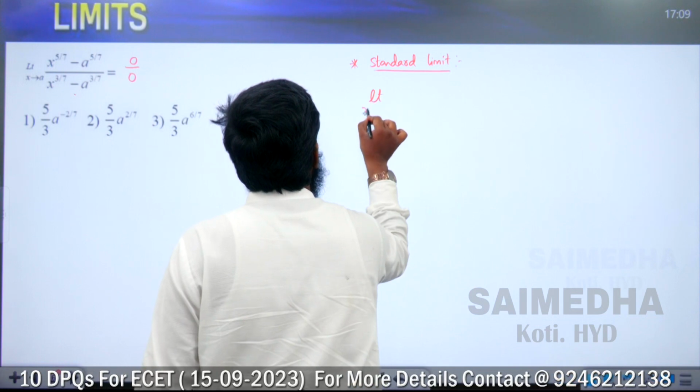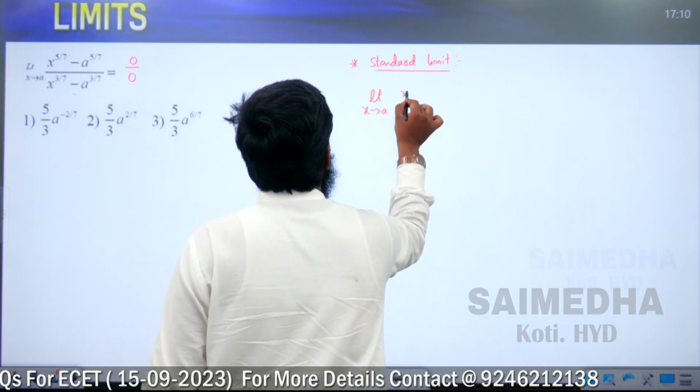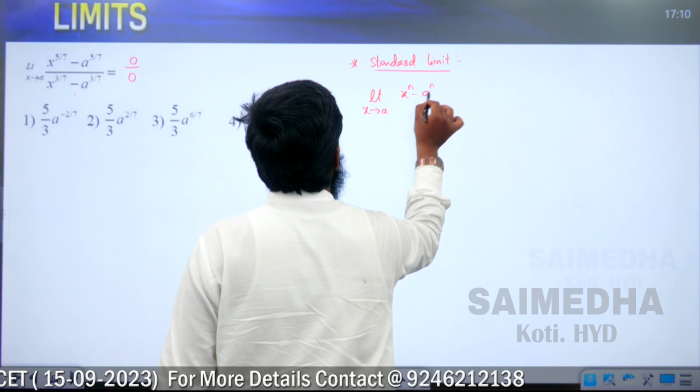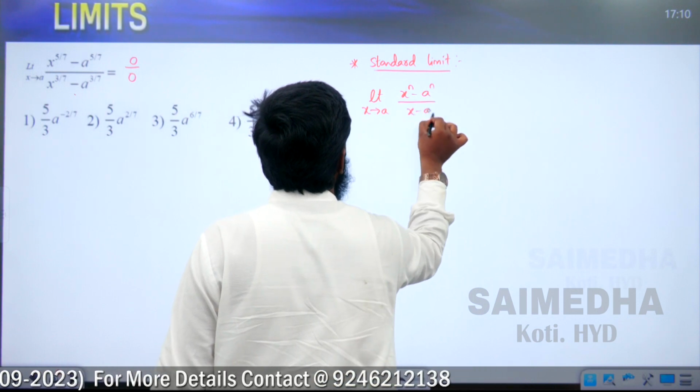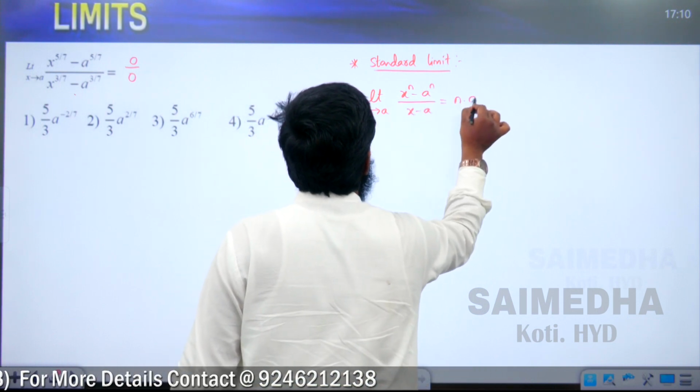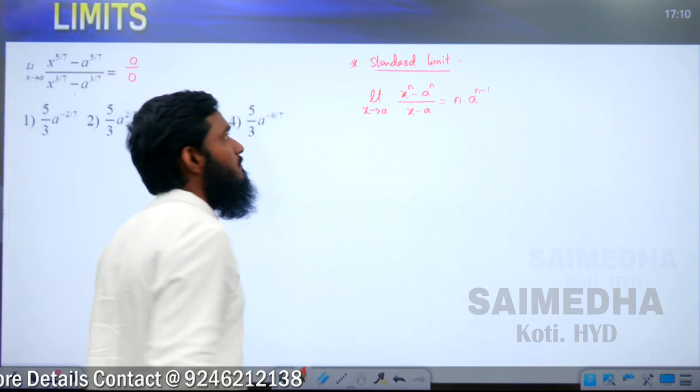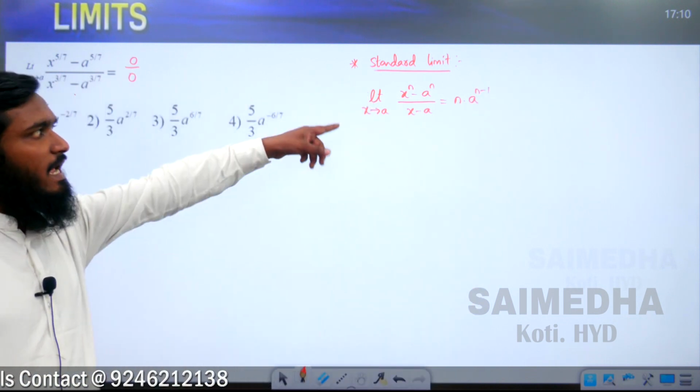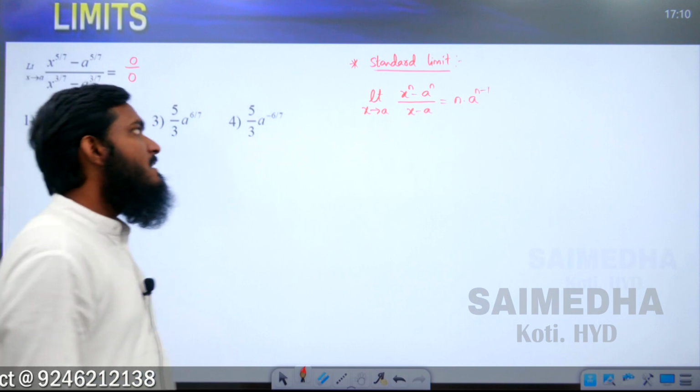If we have limit x tends to a, (x^n - a^n) divided by (x - a), it is equal to n times a^(n-1). What is the standard limit formula we have? n into a^(n-1).